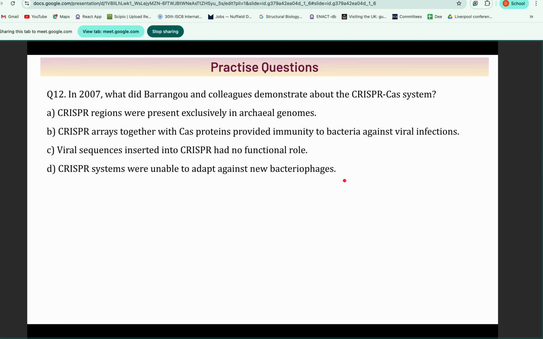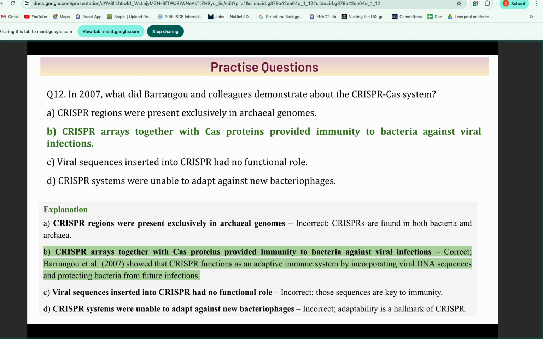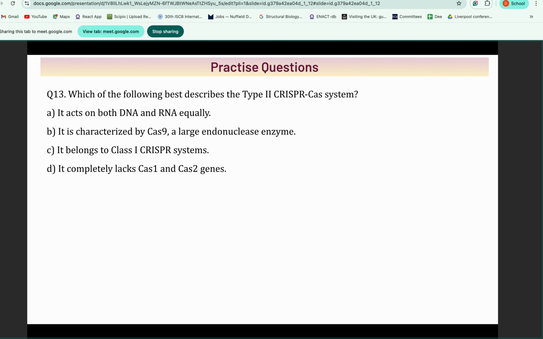So this is also in continuation with the previous study. In this, they identified that these Cas9 proteins provide the immunity to bacteria against the viral infection, because now we know that CRISPR and Cas work together. So this is the role of the spacer elements, that it is providing the immunity to the bacteria.